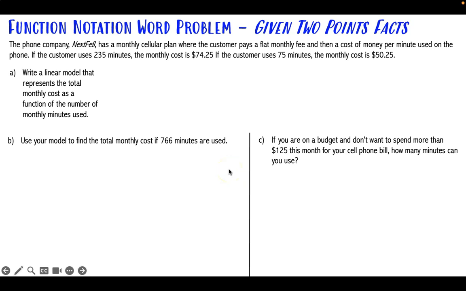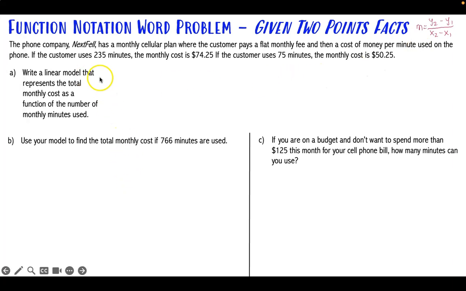In this video, we are going to look at a word problem scenario that can model a linear function. In this particular video, we are given 2 points that we can use to come up with this model. So that means that we're going to be using the slope formula for 2 points, y2 minus y1 over x2 minus x1. So let's take a look at the scenario.